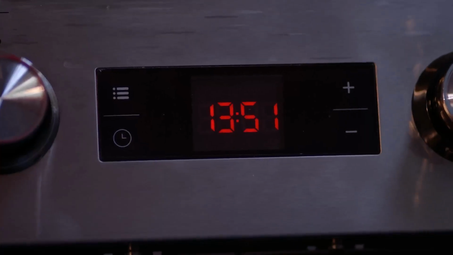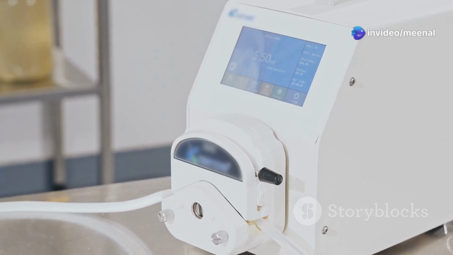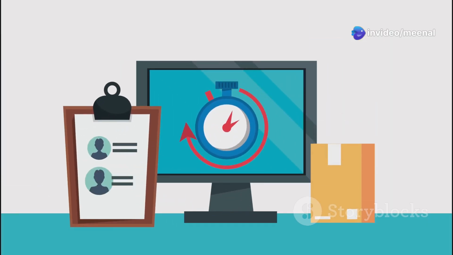Displays. From the screen on your fitness tracker to the digital display on your microwave, SPI is used to control and update these displays, bringing visual information to life.